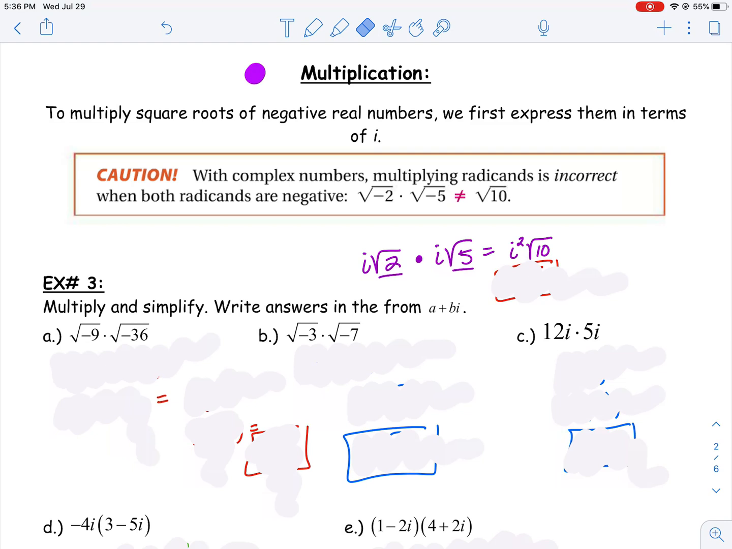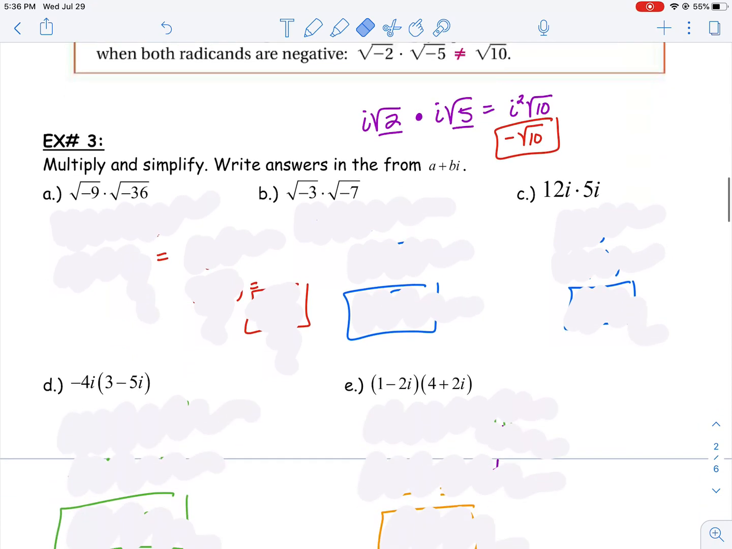And then I have the square root of 2 times the square root of 5, which is the square root of 10. But if you remember, at the beginning of the lesson, i squared is equal to something. Do you remember what it was equal to? Really, i squared is the same thing as negative 1. So my final answer would actually be negative square root of 10, not positive square root of 10. So it's important that you take these negative roots and make them into imaginary numbers first before you do your multiplication.